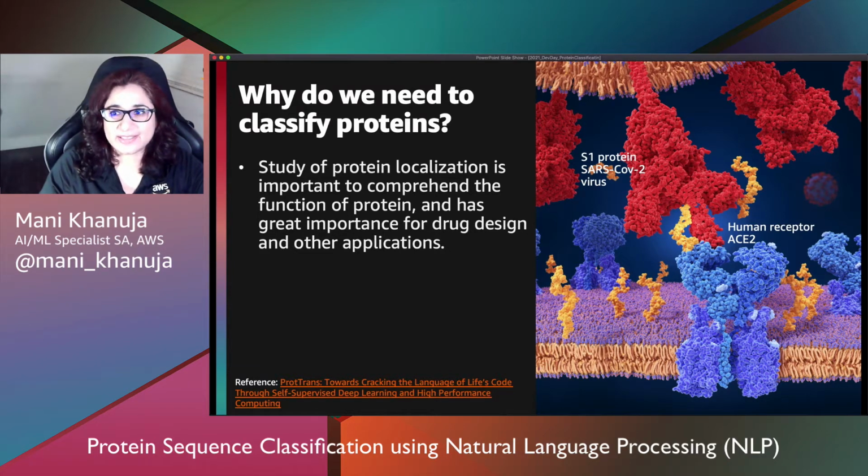So if you look at this image, it has the spiky S1 protein of the SARS-CoV-2 virus and the human receptor ACE2. That really binds to form the pandemic that we are currently in. So in order to disrupt this binding, it's really important to understand the function of the protein and hence the protein localization, which means the location of the protein in a cell.